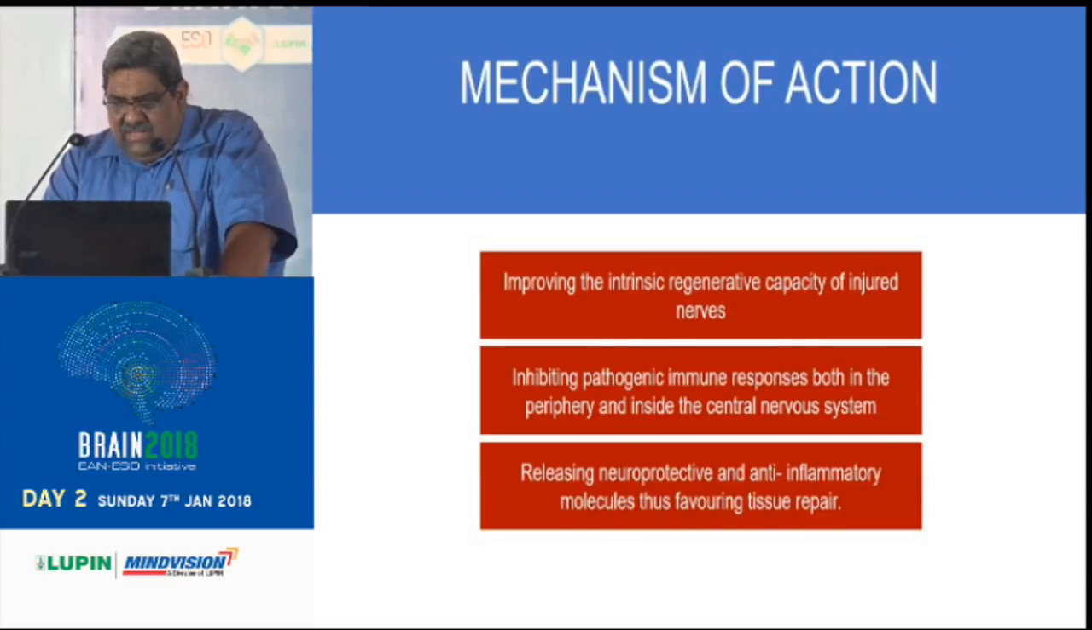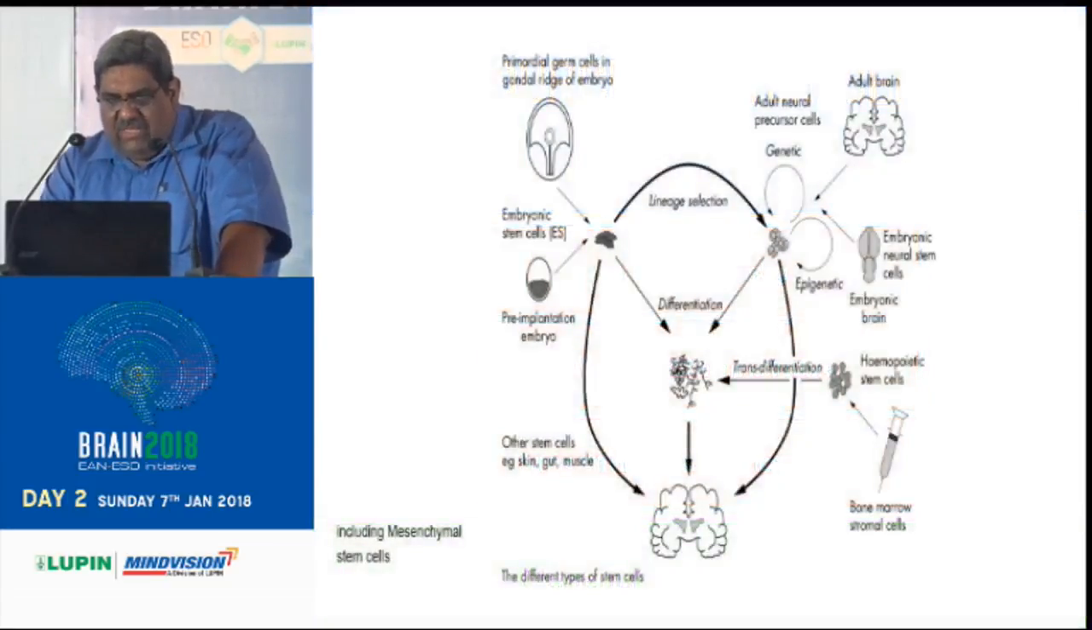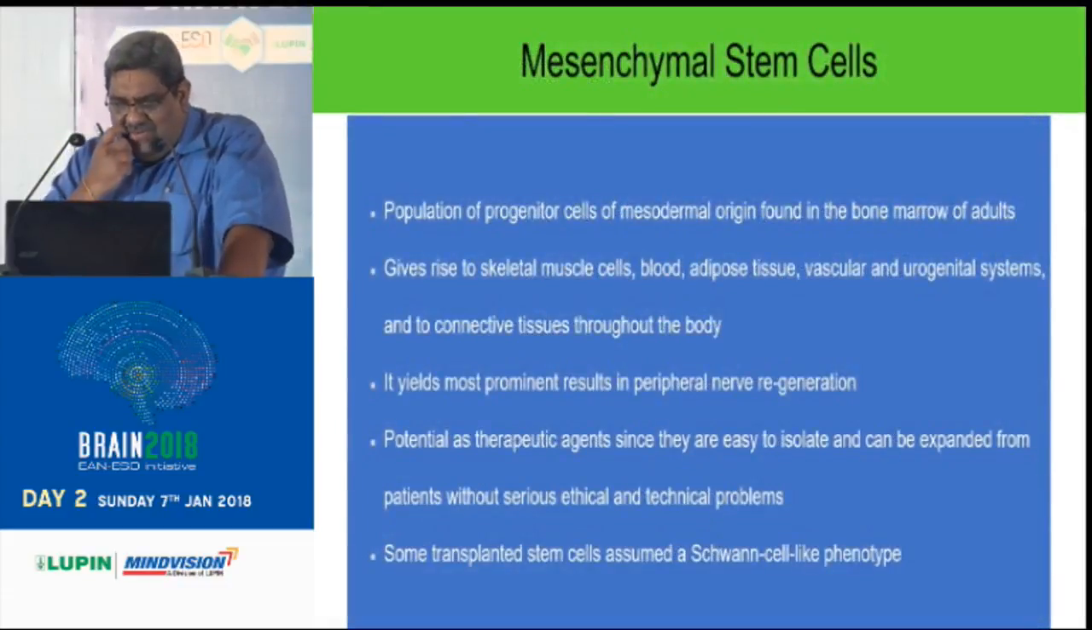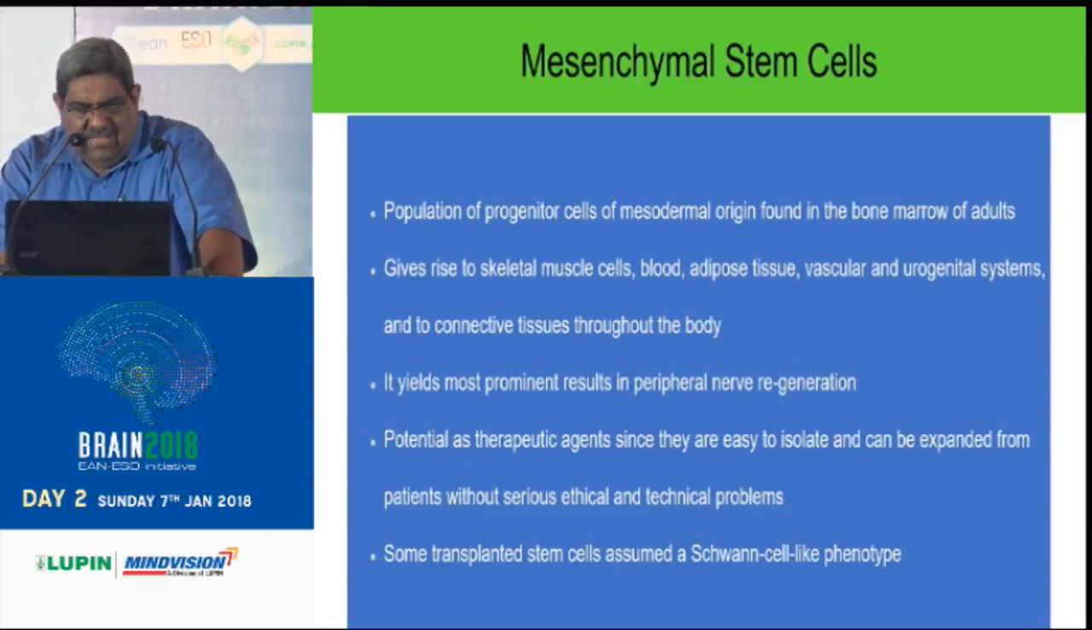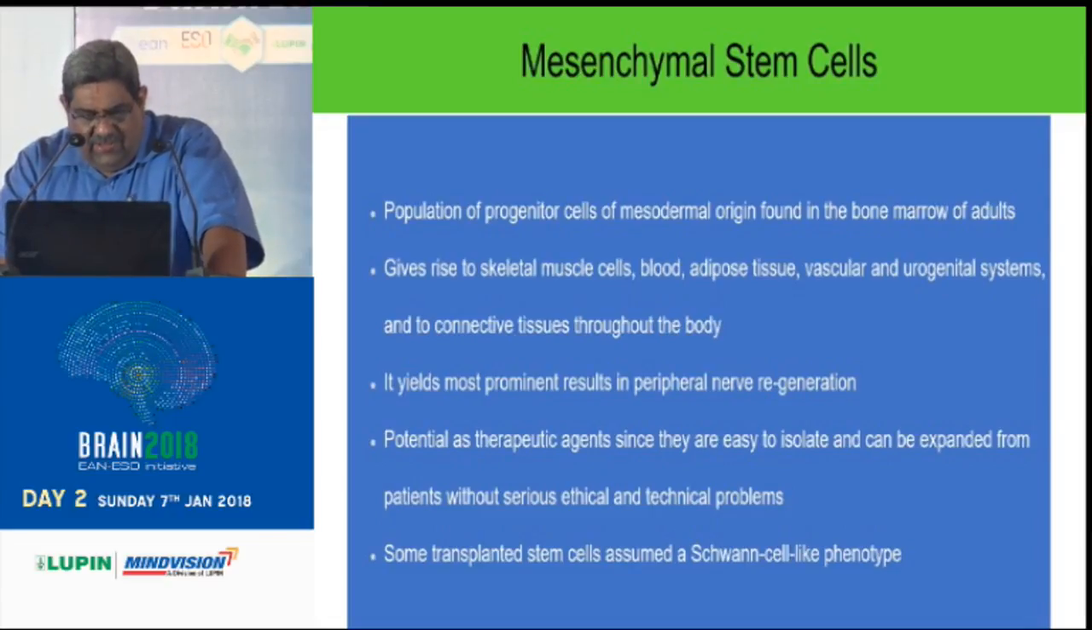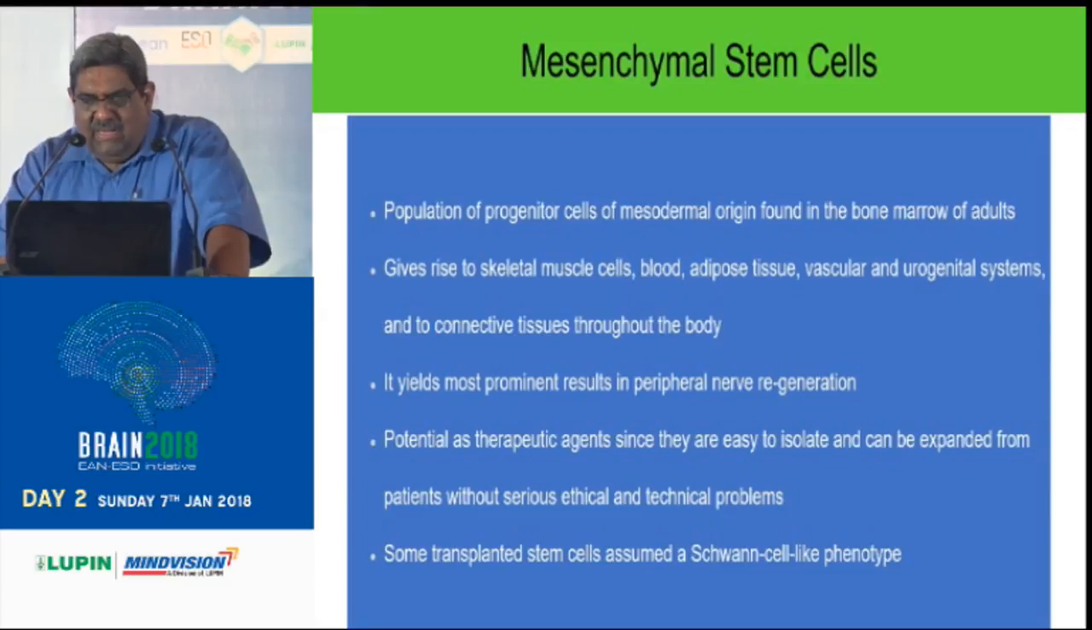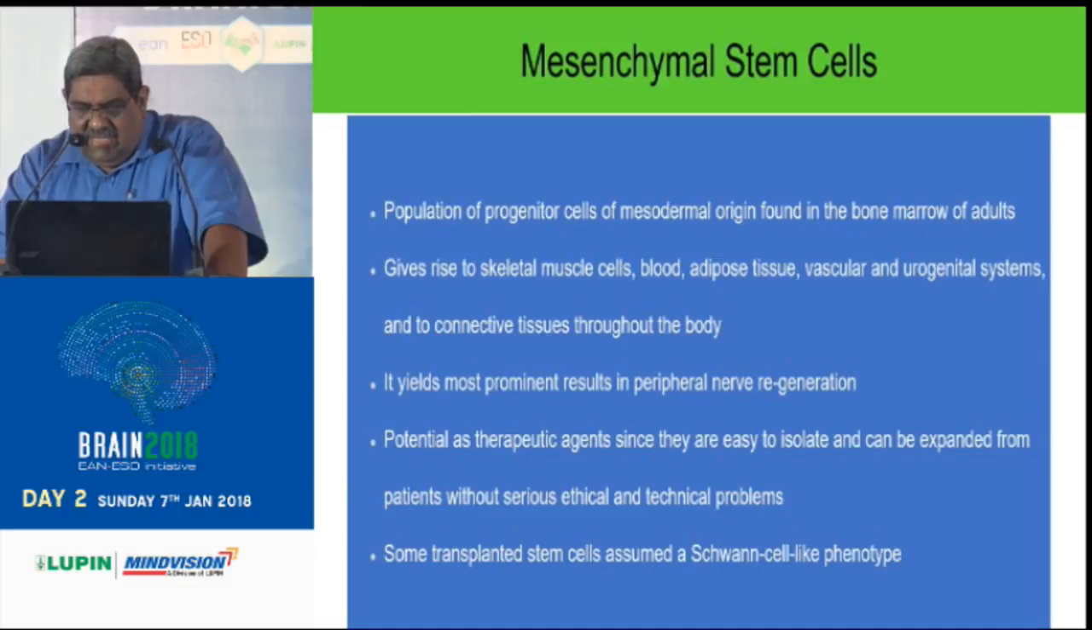A lot of bone marrow based mesenchymal stem cells are the most ideal in treatment for peripheral neuropathic pain, and I don't want to go into the details. The population of progenitor cells of mesodermal origin are found in the bone marrow of adults, which give rise to skeletal muscle cells, blood, adipose tissue, vascular, urogenital and connective tissues throughout the body. It yields the most prominent results in peripheral nerve regeneration, and has potential as therapeutic agents since they are easy to isolate and can be expanded from patients without serious ethical and technical problems.